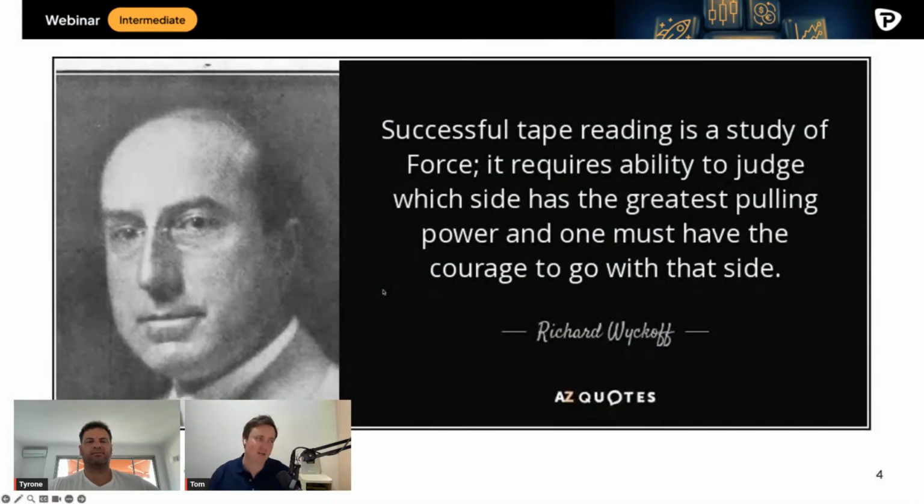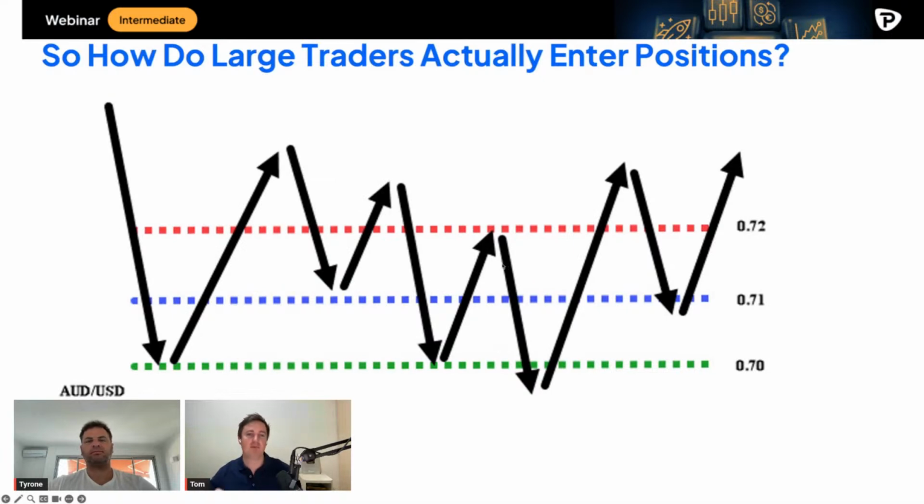So, Tyrone, one of the quotes that I always put up here is so important. It was from Richard Wyckoff, and this has a lot to do with volume profiles and why they're so successful. Wyckoff told us that successful tape reading is the study of force. It requires our ability to judge which side has the greatest pulling power, and one must have the courage to go with that side. What volume profiles do is help us understand where the market has actually built a position. So we can start to think about where Wall Street, where the large hedge fund traders, where, in fact, the composite man, which Wyckoff talked about, actually builds a position. Well, we can see inside of that. You'll understand that very, very soon.